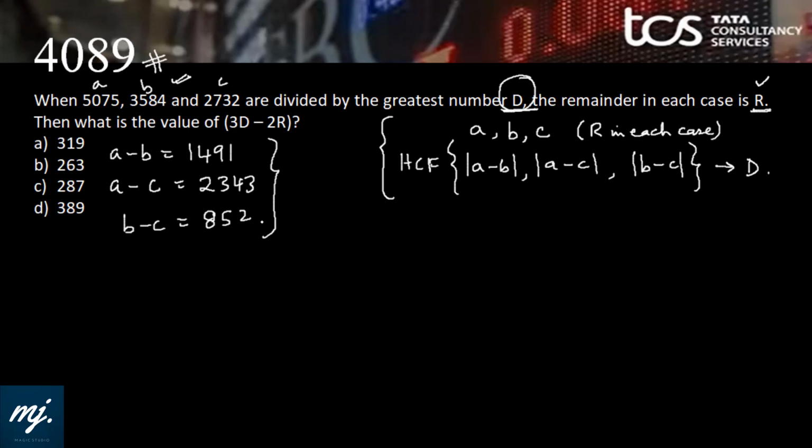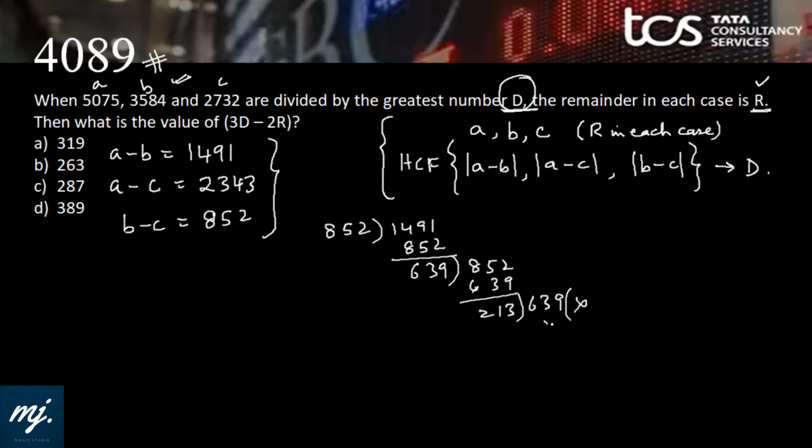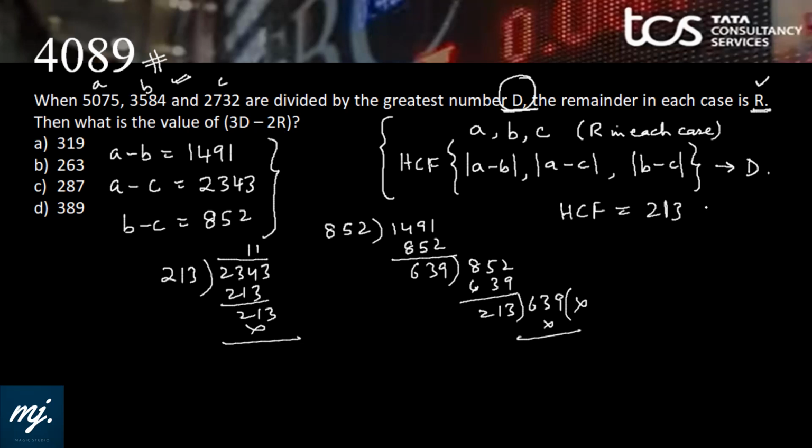Our job is just to find the HCF of these three numbers. Let me start with the smaller two numbers, the classical method, which is actually a quick method. 852. If I subtract this, I'll get 639. Again, 852 will go 1 time, leaving 639. This will give 213. 639 is perfectly divisible by 213. Now let us check whether 2343 is divisible by 213 or not. Yes, it is divisible 11 times. That means the HCF of these three numbers is 213, and this is the value of D.